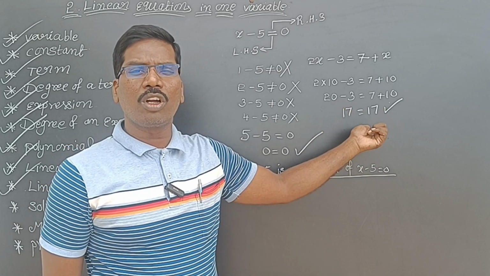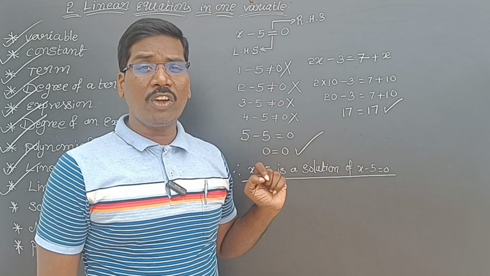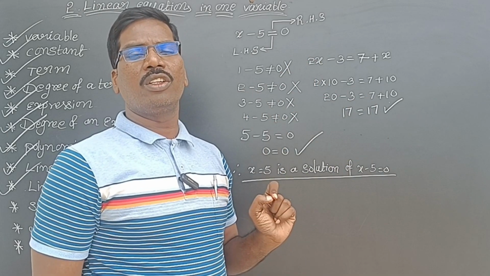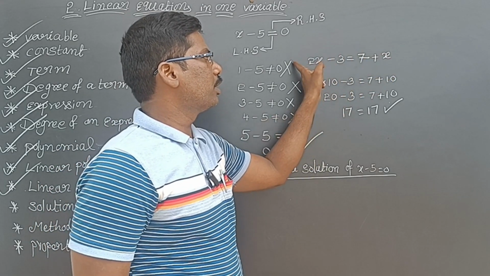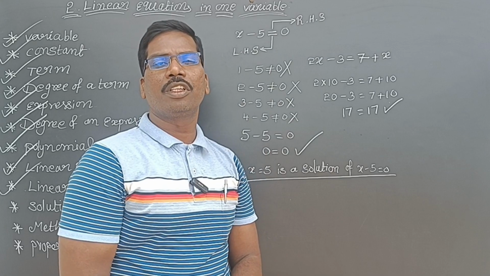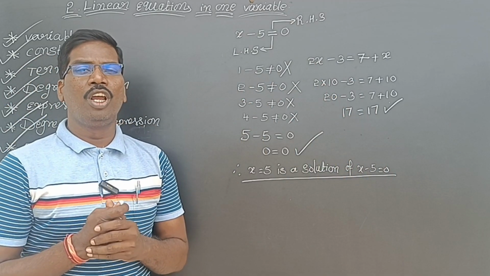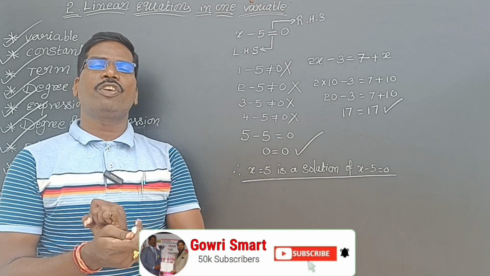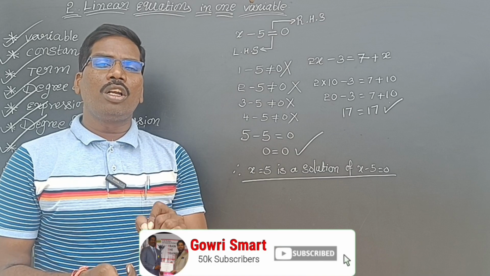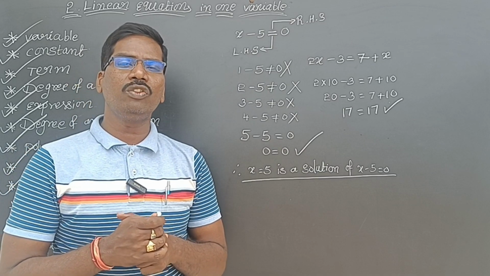Means these two are equal. So the left side is equal to the right side. LHS is equal to RHS. Whatever value I have taken for x, that is 10, x is equal to 10 is the solution for this linear equation. Now you got the concept of the solution of a linear equation. For what value of x the linear equation becomes satisfied is called the solution of the linear equation in one variable.